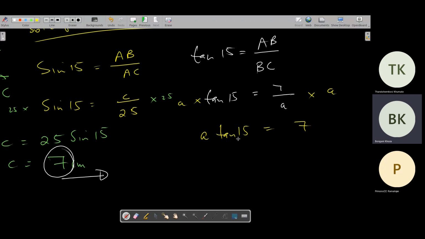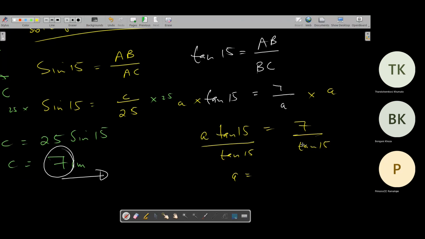I want to get rid of tan 15 next to A, so I can divide by tan 15, divide by tan 15. So my A value is 7 over tan 15. It is A equals... Round it off to a whole number. So we take 7 over tan 15.